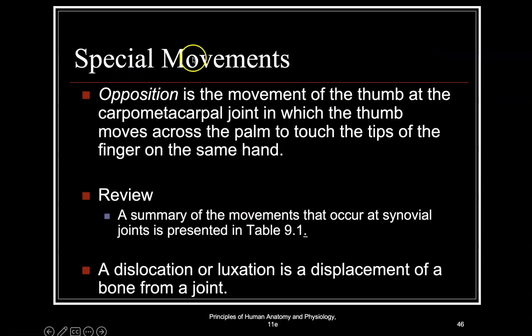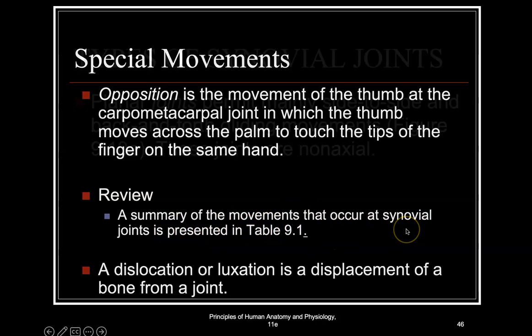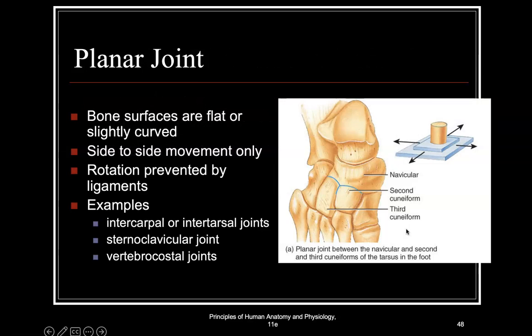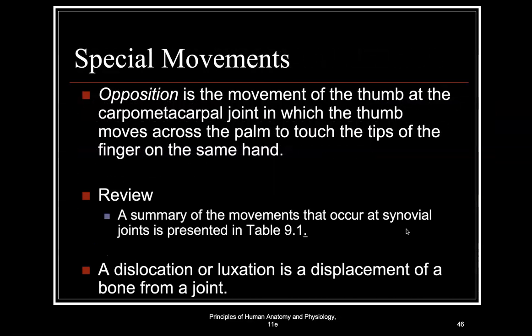That's your pincer grasp. So opposition, again, is the movement of the thumb at the carpometacarpal joint, in which the thumb moves across the palm to touch the tips of the finger on the same hand. This is basically your pincer grip, okay, in short. And so again, you can see there's a review of all of these movements, I think in one of the tables I have towards the end here. And then it also will tell you specifically what type of synovial joint that is.